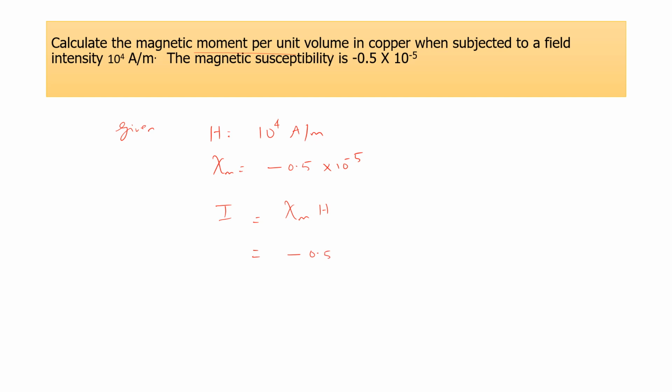So minus 0.5 into 10 power minus 5 into 10 power 4. So the value is 0.05. That is ampere per meter. So this is the answer. So once you find it is I, then the problem is simple. Okay. So with this we complete this problem.